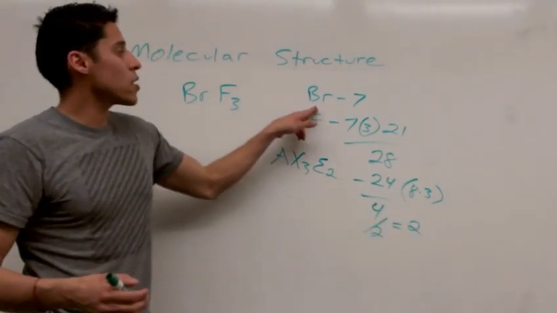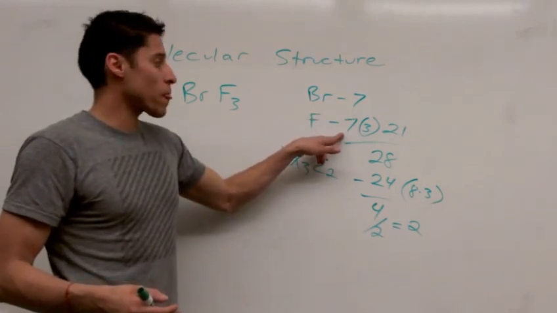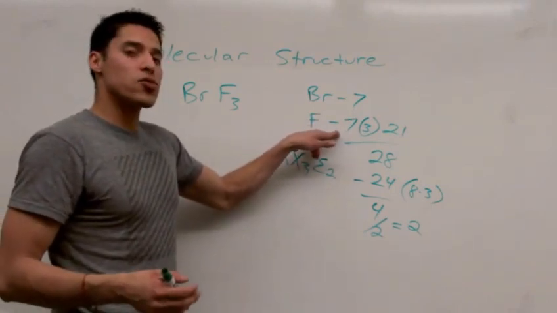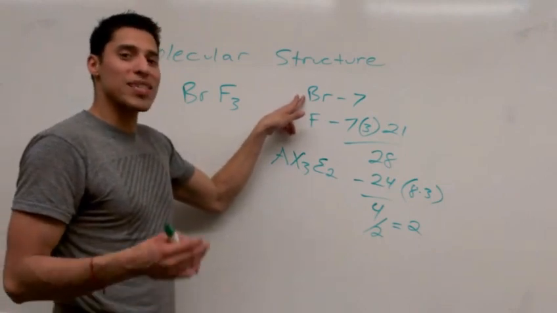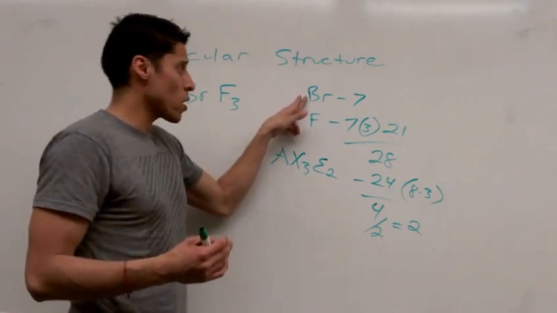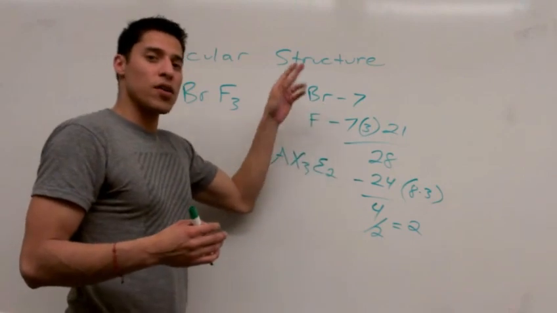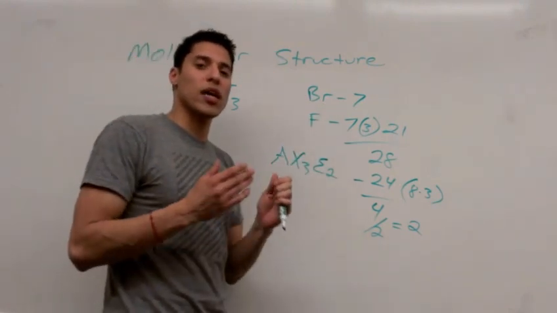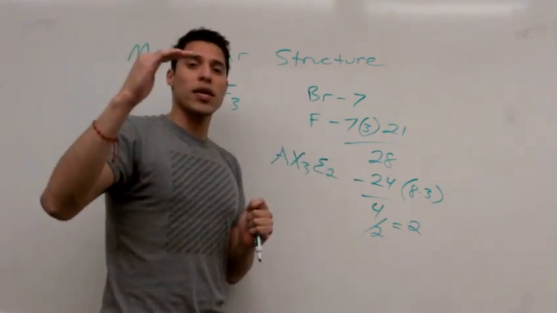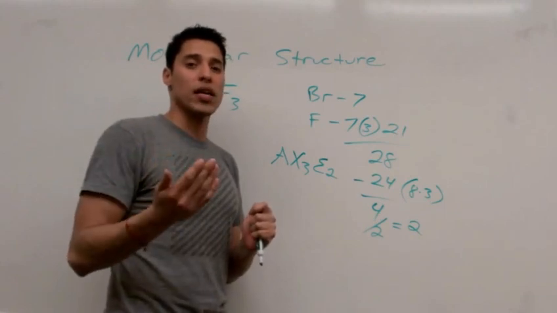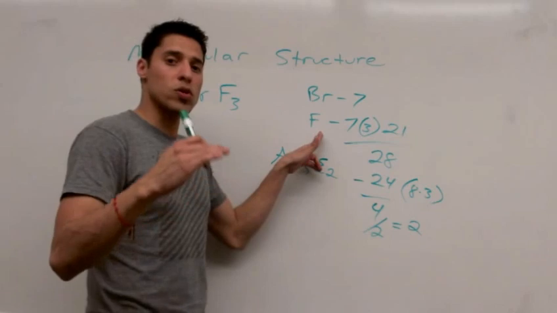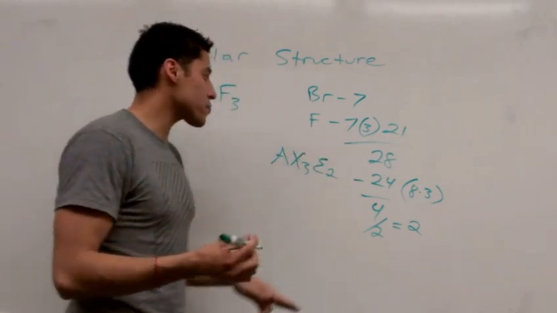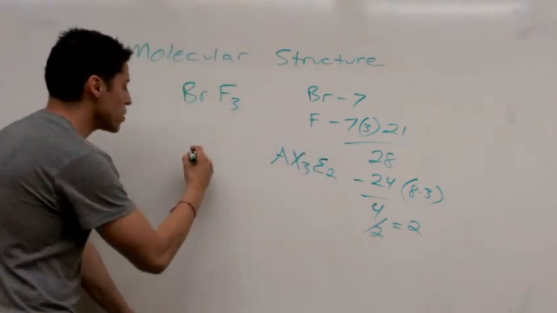Here in this case, they're both in the same group number, but if we look at the electronegativity, we're going to see that the bromine atom is less electronegative than the fluorine. If they're in the same group, the general trend for electronegativity is the lower they get in the group, the less electronegative they are. So bromine is lower than the fluorine, so it's less electronegative than the fluorine. So bromine is going to be our central atom.